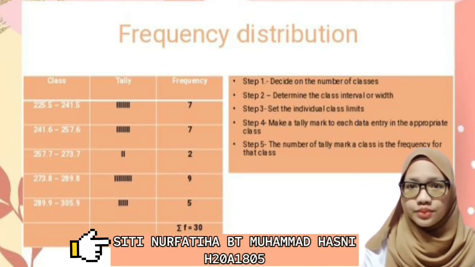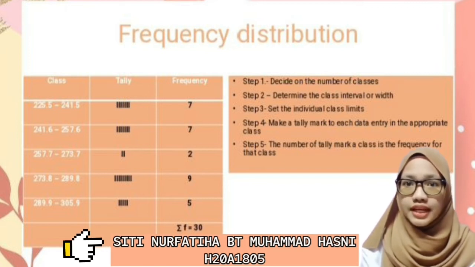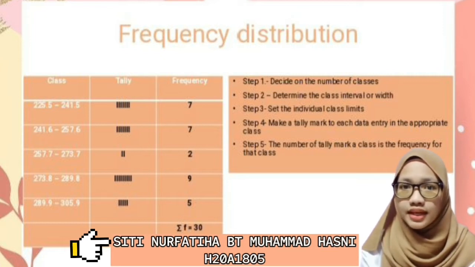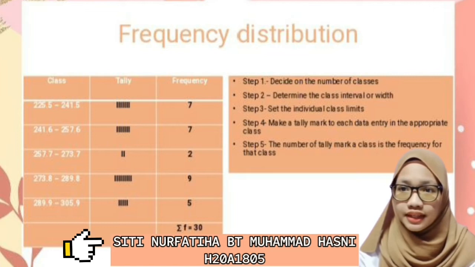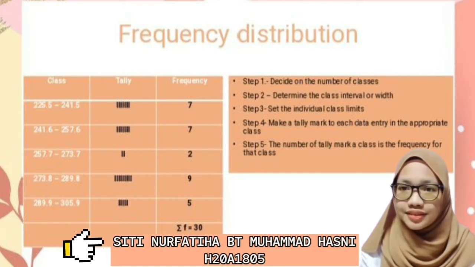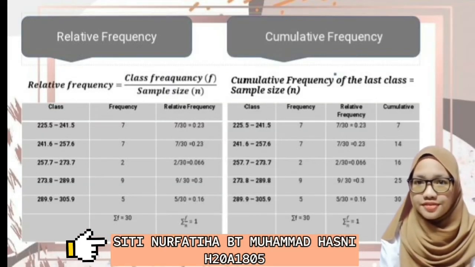In classes, we have 5 classes. For tally, we mark each data entry in the appropriate class. And for the last one, frequency, we write the number of tally marks for a class, which is the frequency for that class. So this is relative frequency.